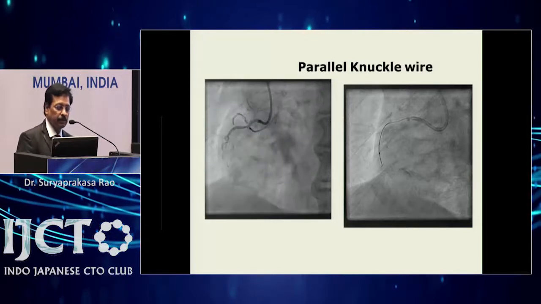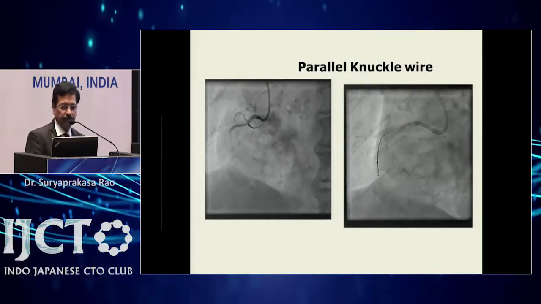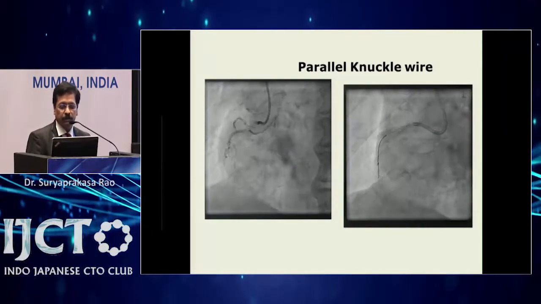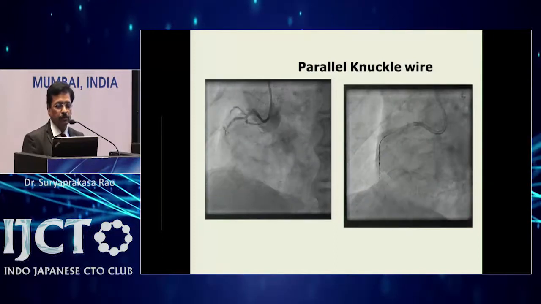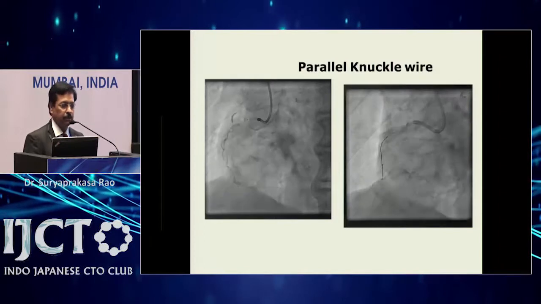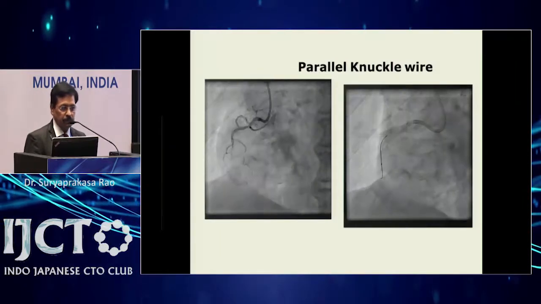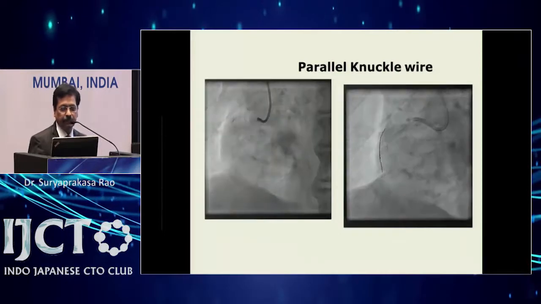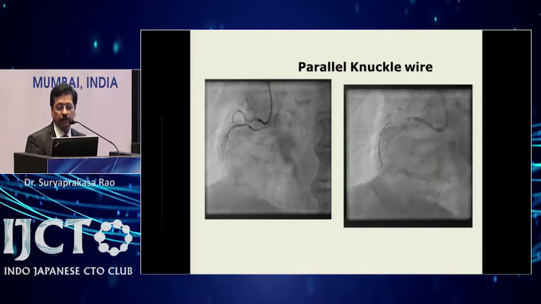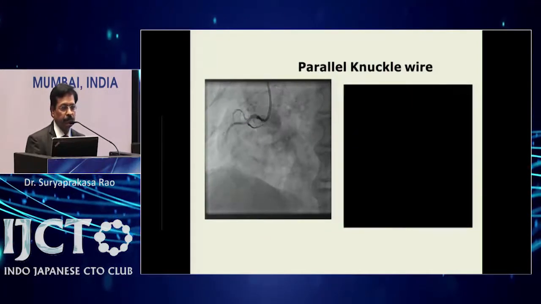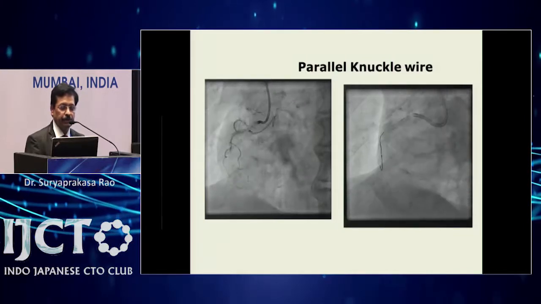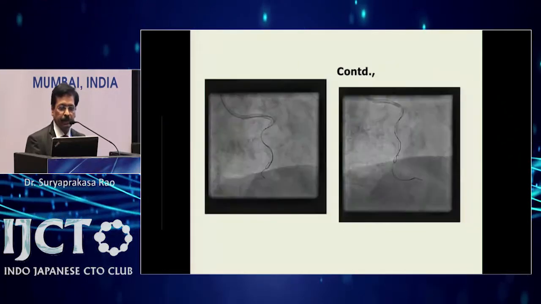This is the parallel knuckle wire technique. Actually, I haven't heard of it, but it happened when you are doing a larger volume of cases. I got the wire in the false lumen with the parallel wire, and I used the second wire as a knuckle and entered the distal true lumen. This is my own thing, I haven't heard of it anywhere, but I have done a couple of cases like this. A knuckle wire is relatively safer than a stiff wire with a bend penetrating to make a re-entry. That's why this is the parallel knuckle wire technique.